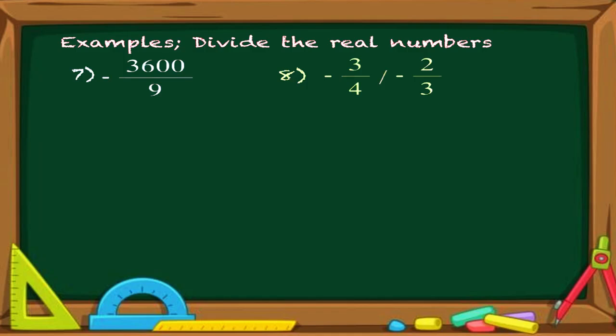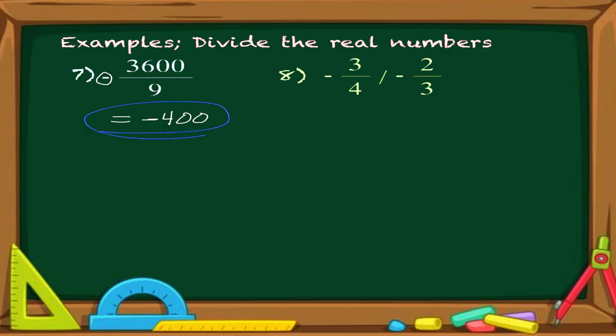We're going to divide the real numbers. So for number 7, we see we have negative 3,600 divided by 9. Well, if we're going to divide this, we can just divide 36 divided by 9 is 4. There's 2 zeros, so 400. And there is an odd number of negative signs, so it's negative. So your answer is negative 400.